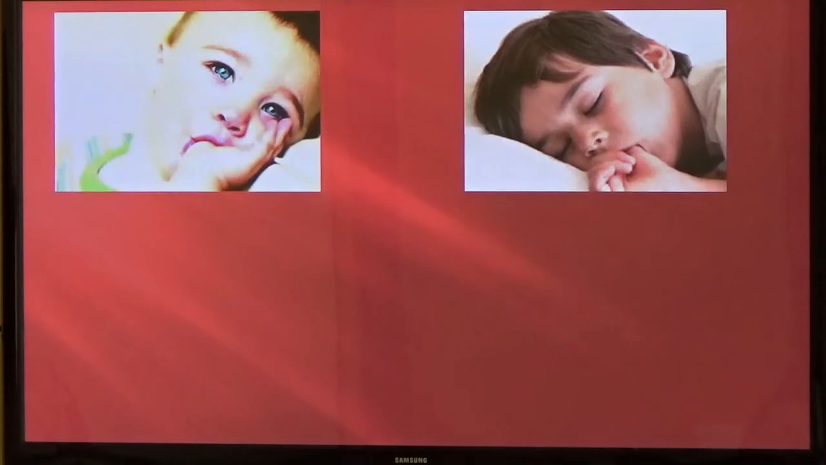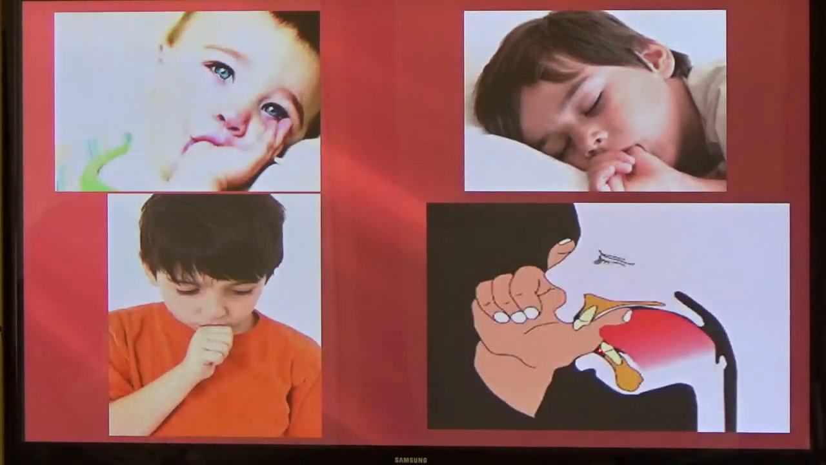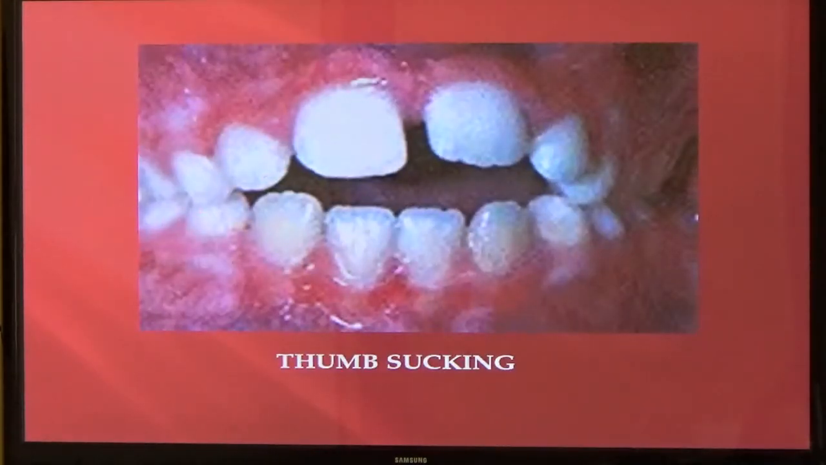So again, at this age, nothing to worry about. After the age of 5, we start to worry about it. If you think about it, the tongue starts to put pressure on the thumb, and you start to force these teeth forward and the palate up underneath the nose, and you end up with something like that.